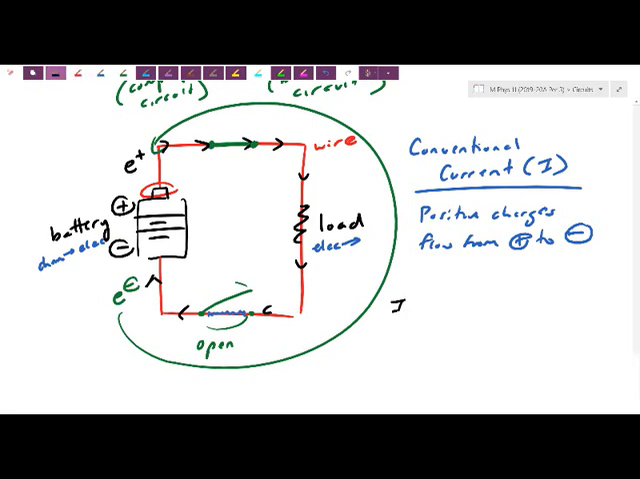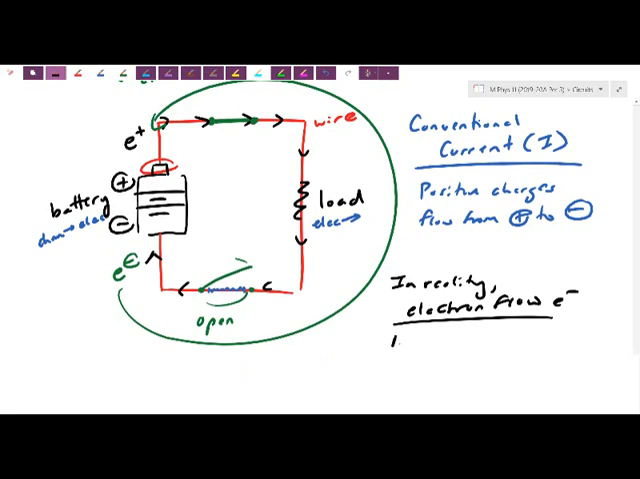In reality, we have what's called electron flow instead. It's actually electrons that have negative charges that are the ones that are moving. Electron flow is actually going to be the opposite. We have negative electrons, negative flows, from the negative terminal to the positive terminal.